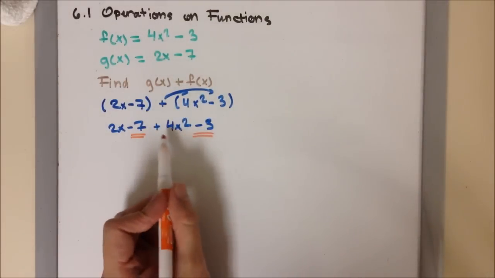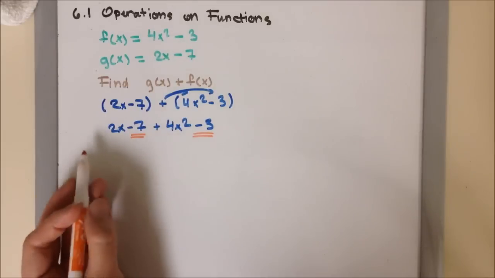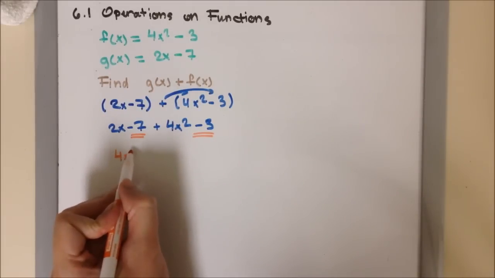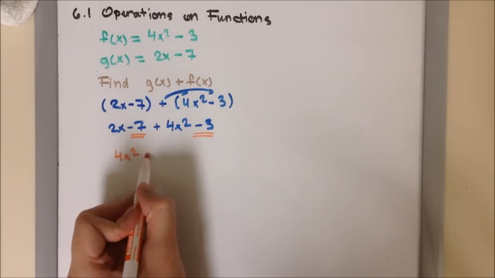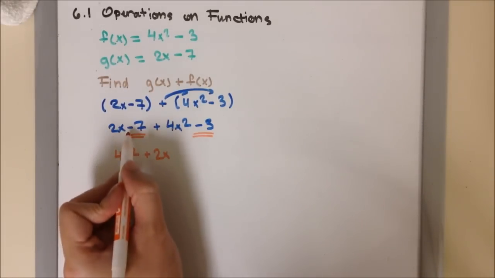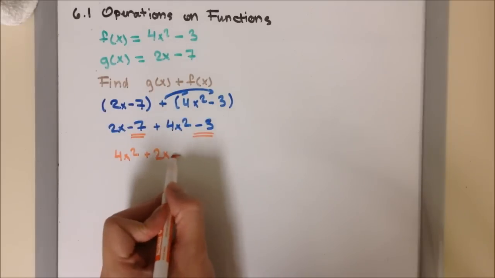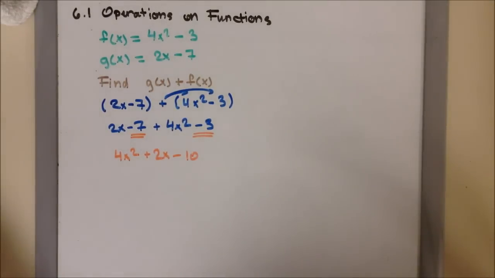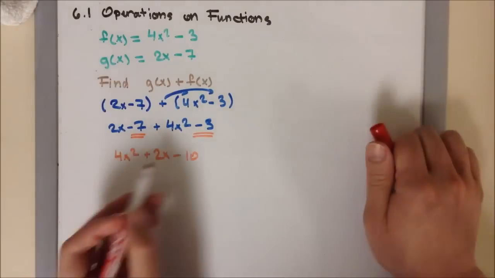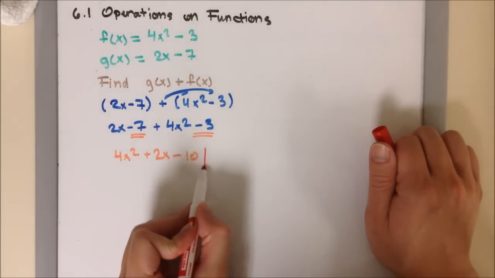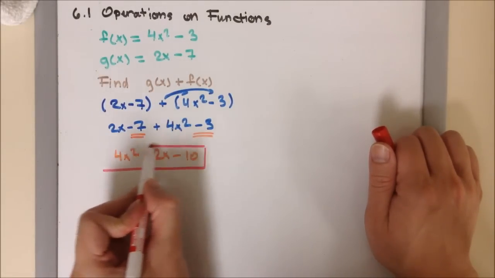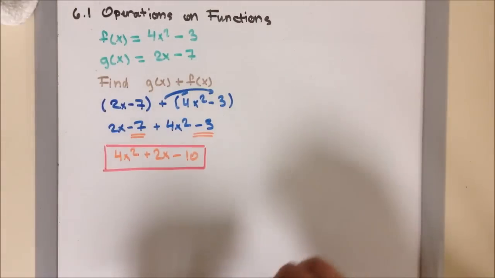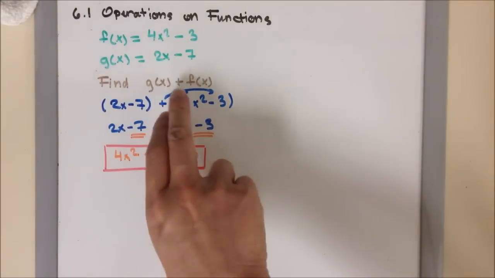What I'm going to do is I'm going to put my terms in order starting with highest exponent. So 4x squared and then plus 2x, and then I'm going to combine negative 7 with negative 3, which is negative 10. So that would be my answer. So I'm going to box this up, and this is what you should get when you combine these two functions together for g of x plus f of x.